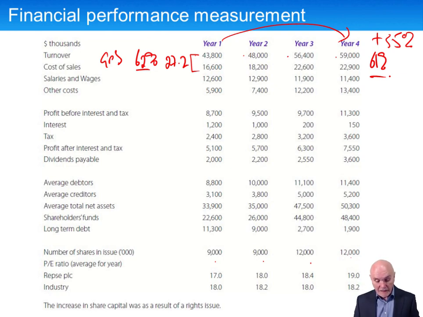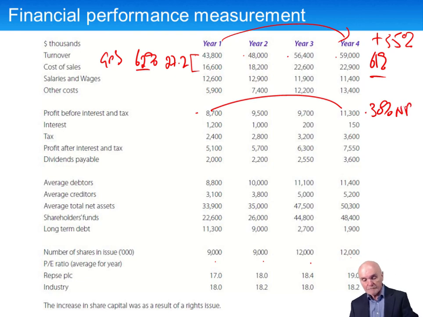What about the net profits? How have they increased? Here we have 8.7. Here we have 11.3. So 11.3 minus 8.7 divided by 8.7 shows we have about a 30% increase in net profit. A little bit disappointing. Our sales have increased 35%, but our net profits have only gone up 30%. It implies we're maybe losing ground a little bit in terms of control of expenses.